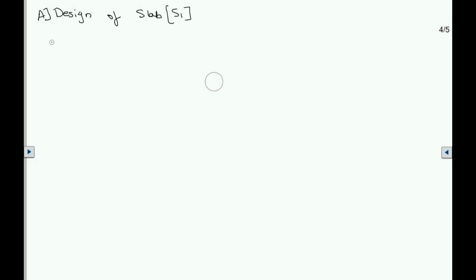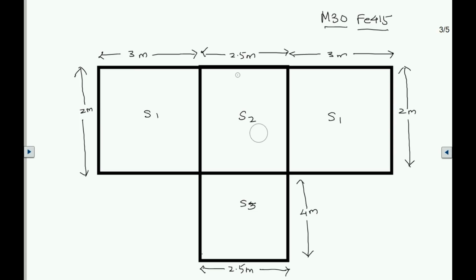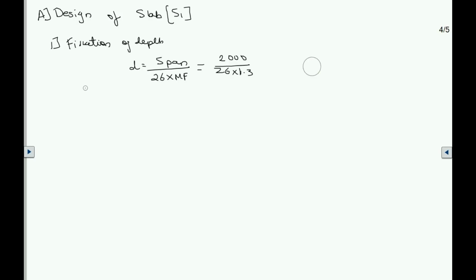So the first step always in the design of slab is fixation of depth. So d will be equal to span upon the basic value, which is 26 for continuous slab, multiplied by MF. So span over here will be 2000 divided by 26 into MF. I will assume MF as 1.3. As you can see in the slab S1, the smallest span is 2 meters, so we will always take the smallest span for the calculation of depth. Now this will give you 59.17 mm.